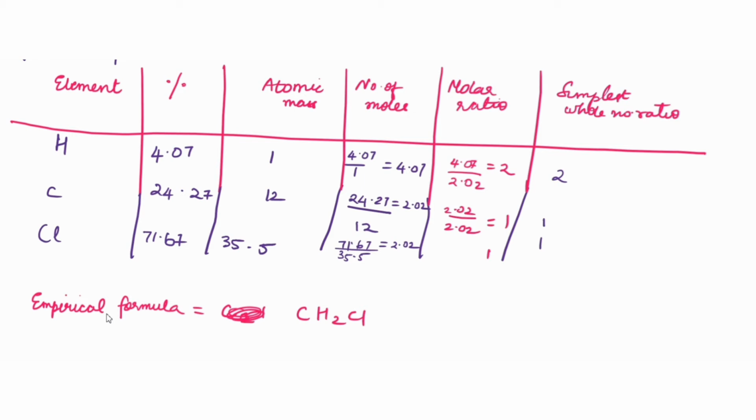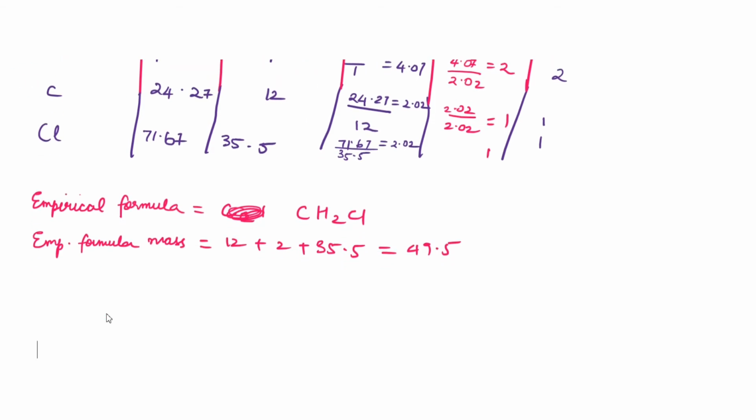That's how we usually write the molecular formula and the empirical formula. So it is CH2Cl because the ratio is 1:2:1. Next, the empirical formula mass is what we need to calculate. So from CH2Cl we can find the empirical formula mass as 12 plus 2, because 2 times 1, 2, plus 35.5, which gives us 49.5.